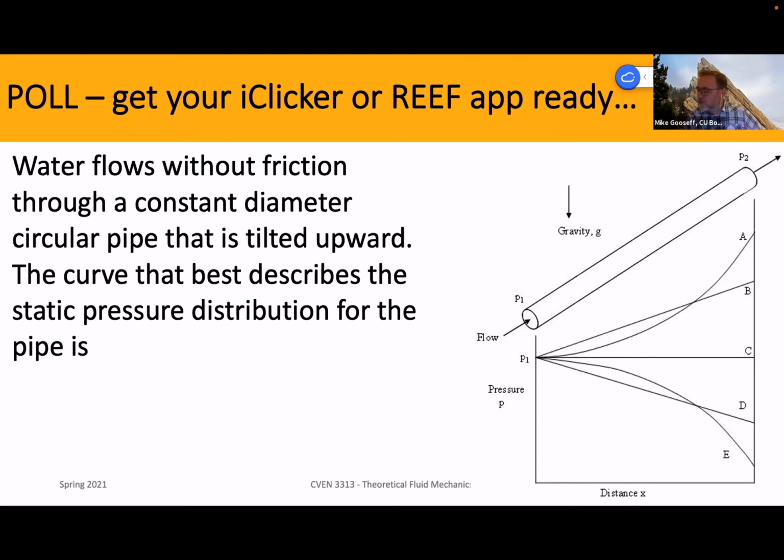Do we like A, B, C, or D? Which way should pressure be going as we go upwards here, as the flow goes upwards? So what do we know about velocity? It's probably staying the same, right? So our velocity head should be constant. But we're changing Z. So what is the response of pressure in this case?